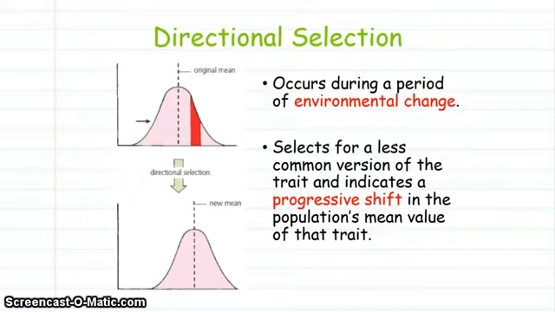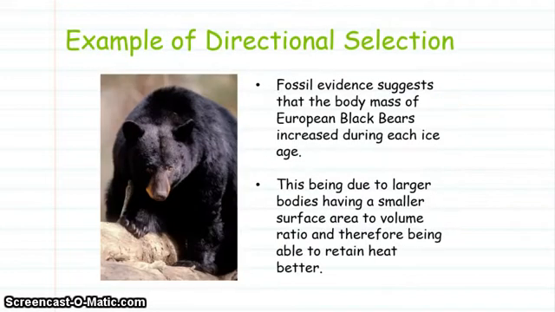In directional selection, there's a progressive shift for those individuals representing the mean value for that quantitative trait in one direction or another, away from the original mean. An example of that would be black bear size during the Ice Age. They generally got bigger because a smaller surface area to volume ratio is better at preserving heat.